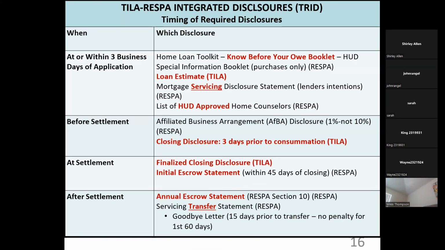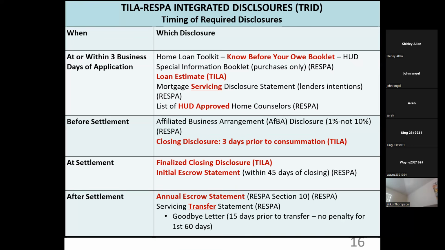Also within 3 business days of the application, you must give your buyer a list of HUD-approved home counselors. RESPA says they need a list within 3 business days because they may need to do some first-time home buyer counseling or whatever, but they must get that list.